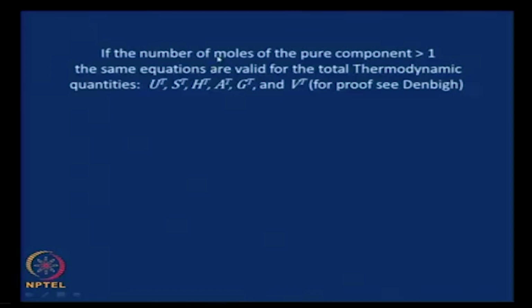Now since the number of moles is greater than 1, let us use a slightly different terminology so that there is no confusion later. So the terminology for the thermodynamic variables of a system consisting of, let us say, n moles of a pure component is U total, represented as UT, S total ST, H total HT, A total AT, G total GT, and V total VT.